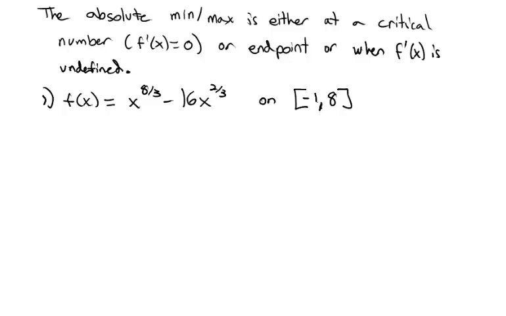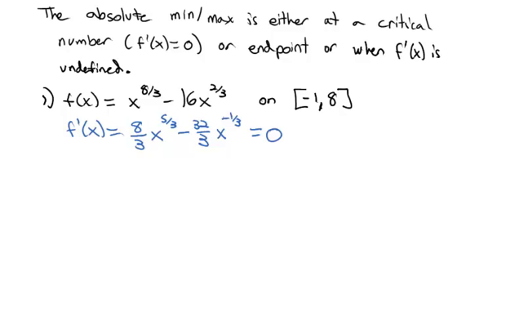Well, we know it could happen at a critical point, and that critical point is found using f prime of x. Taking the derivative, we have 8/3 of x to the, subtracting 3, 5/3, minus x to the negative 1/3, and then we multiply 16 times 2/3. 16 times 2 is 32/3. When this function equals 0, we've got a critical point, which may or may not be the absolute min or the absolute max.